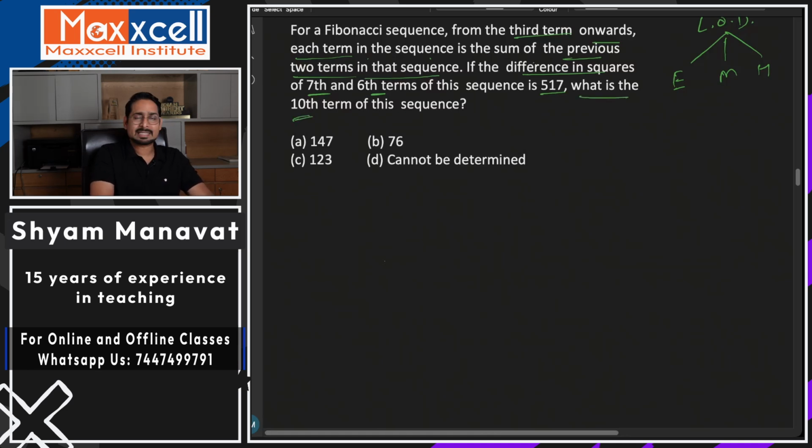Okay, that's what the Fibonacci series is. It is the sum of the previous two terms. The next term is the sum of the previous two terms. So here they are talking about the 7th term and the 6th term. So let's see how it happens.